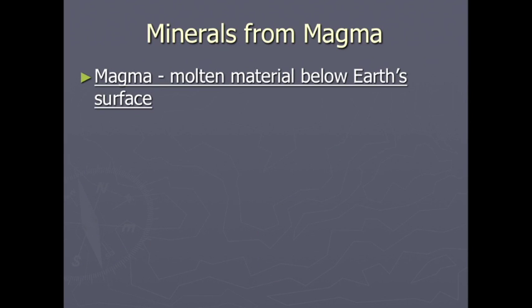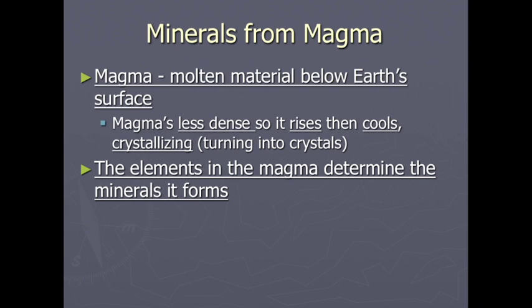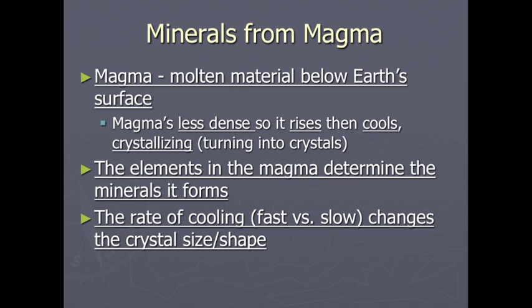Some of these minerals form from magma. Magma is the molten material that we find below Earth's surface. What happens is, because the magma is hot, it's less dense, and therefore it rises and cools. As this magma cools closer to the surface, it's going to start to crystallize, meaning these crystals are going to start to grow or develop as the magma solidifies. The elements that are in the magma determine the minerals that form as a result. And then also how fast or slow it cools determines the crystal size.